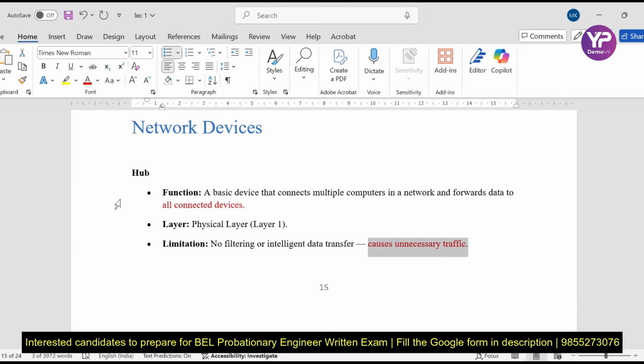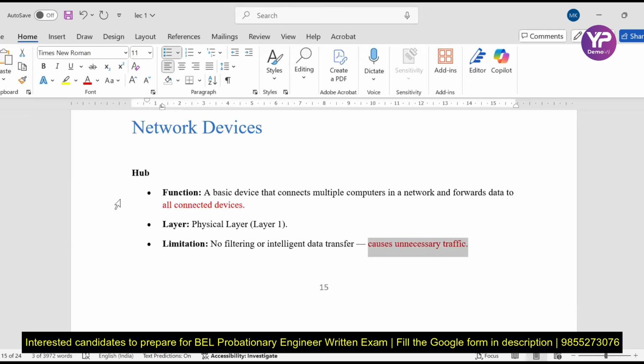Let's move on to the switch. What is the functionality of switch? First of all, it is a layer 2 device. Keep in mind, hub is layer 1, switch is layer 2. Even though in some books, hub, switch, bridge, gateway, router, all can be called a switch. So it is a switch of layer 2.